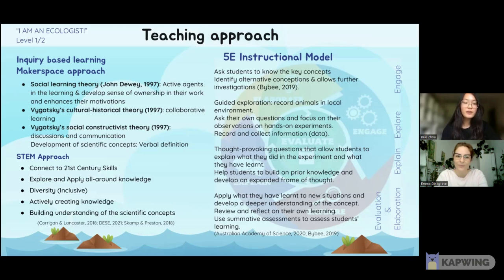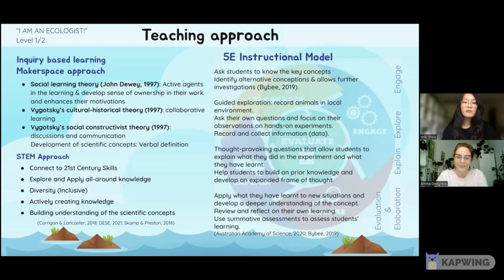Also connected with Vygotsky's cultural-historical theory, students are able to work in small groups collaboratively to investigate science inquiries. Besides, we ensure students will be actively involved in discussion and communicate their findings with peers, because the development of scientific concepts begins with a verbal definition. Furthermore, we also connect to modern skills and deeply develop children's concept of habitats and support further understanding of living creatures and their living environments.